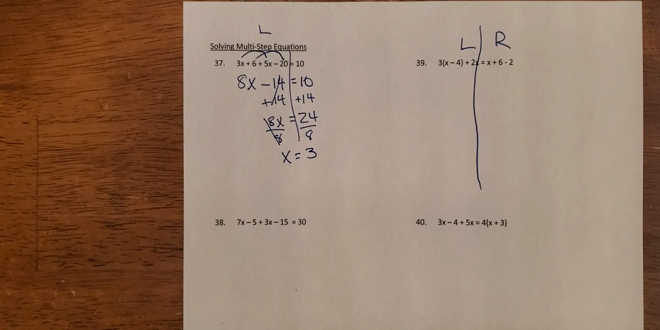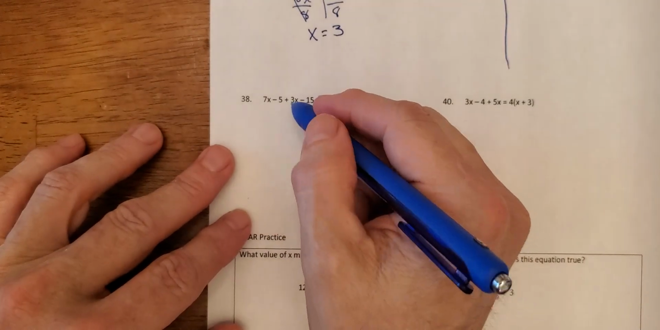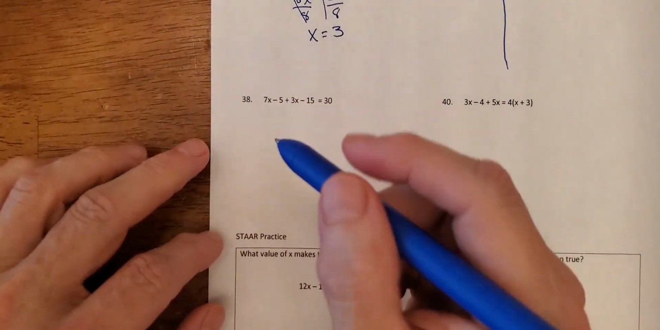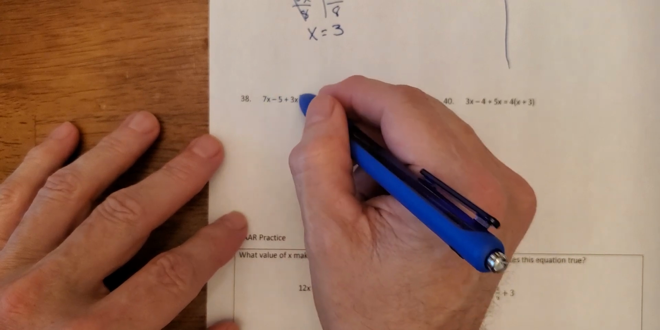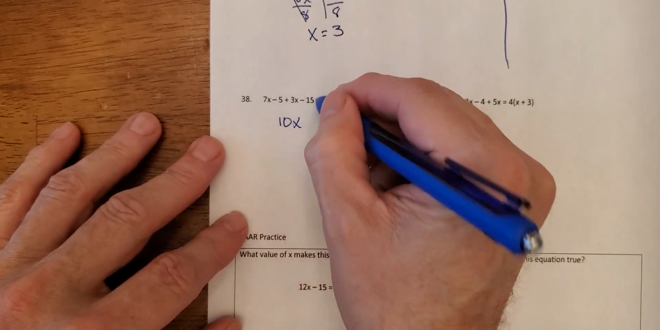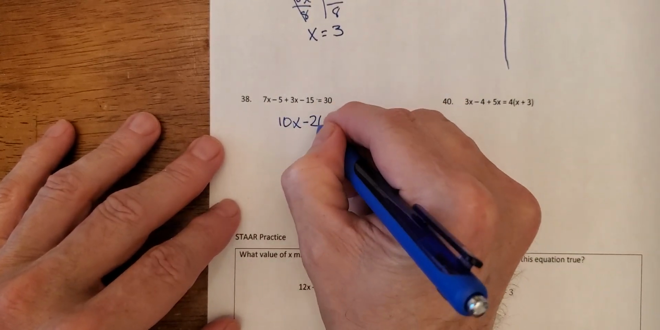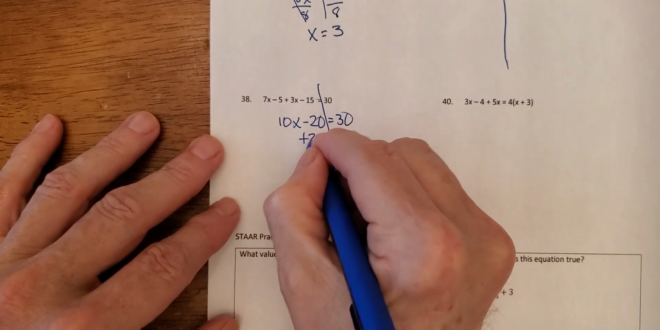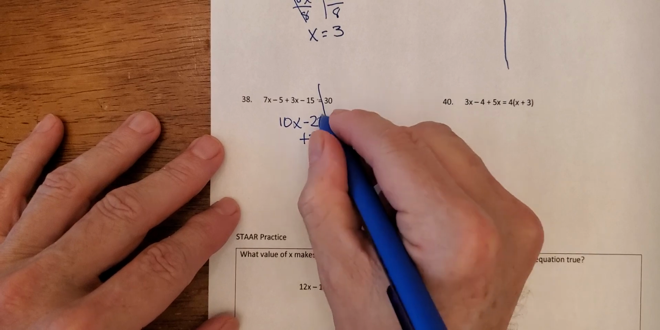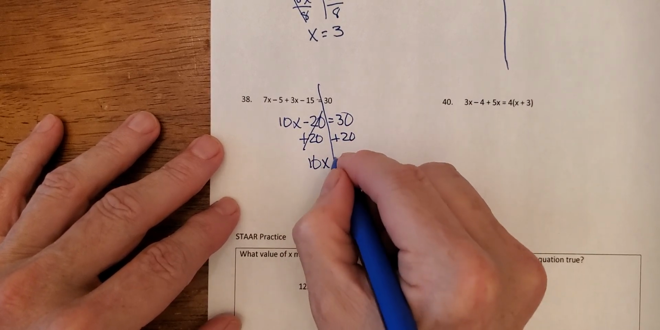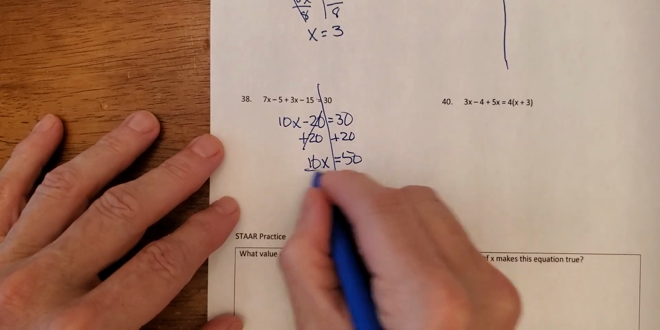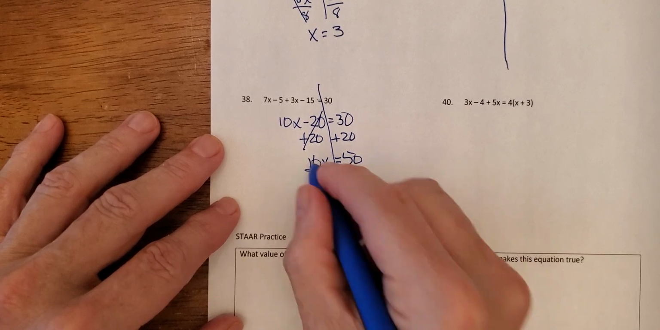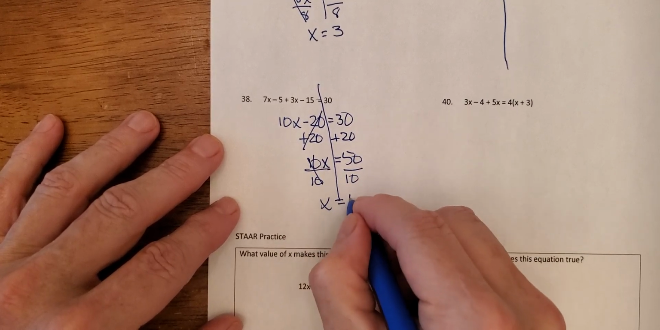Okay, all right. I'll do another one like that. Y'all could be doing this one, hit pause and do this one. Anyway, so 7x and 3x is 10x. -5 and -15 is -20. Is equal to 30. Okay, so we keep going. Add 20 to both sides. Okay, that's gone. You get 10x is equal to 50. Divide by 10. Okay, and then x is equal to 5.